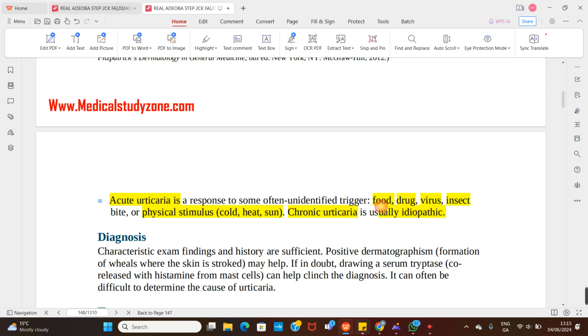That is chronic urticaria and it is usually idiopathic. So it doesn't usually occur secondary to food or drug or virus, because those are usually acute in onset. But for the chronic ones, you don't know the cause most of the time.